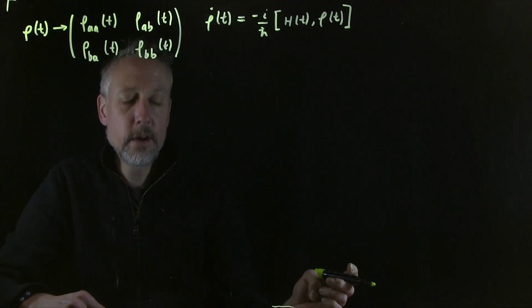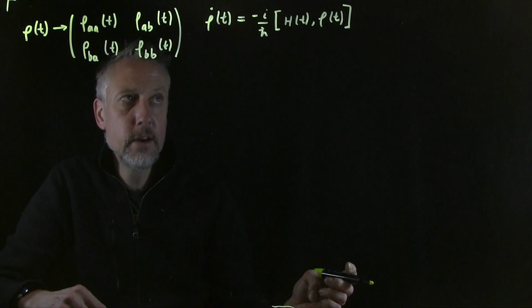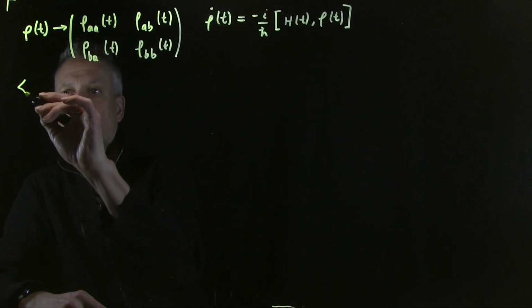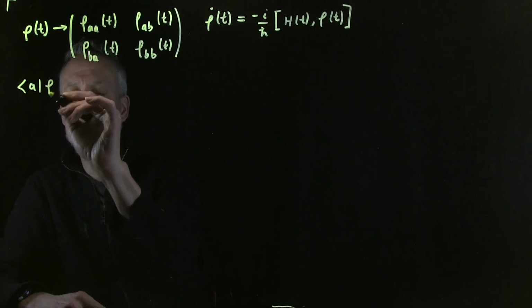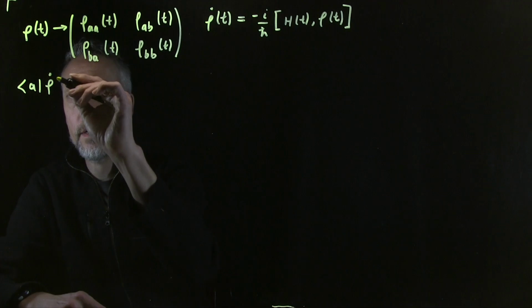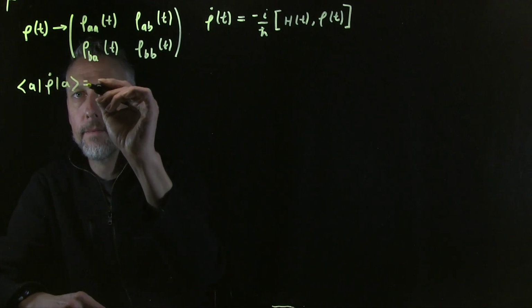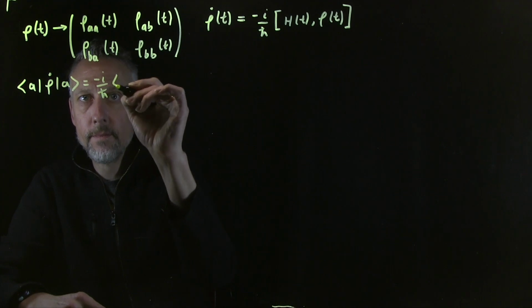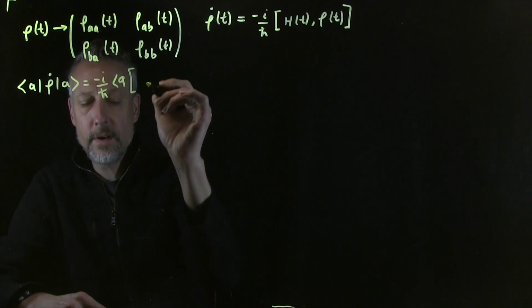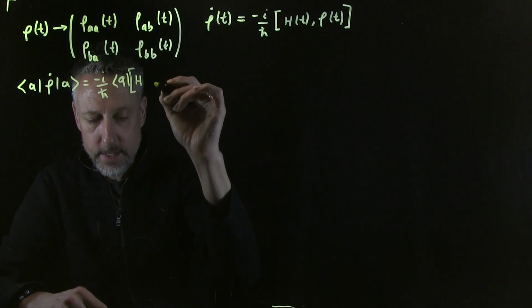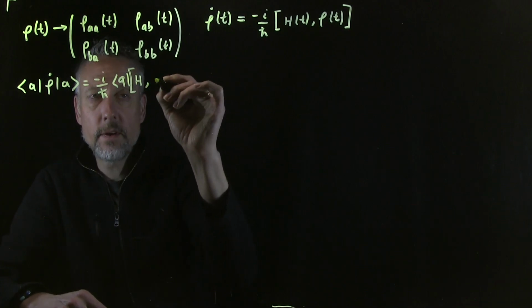So what we're going to do is look at the matrix elements of the Liouville equation. So we can write that by doing <A|...|A>. I'm picking one example, for example, the AA element. So rho dot AA is minus i over h bar, <A|, and then we have here the commutator, H, rho. I'll leave the t's out. We know that these all depend on time.